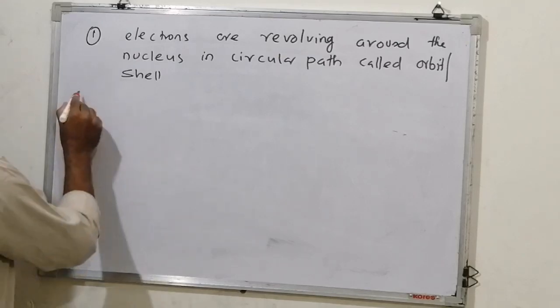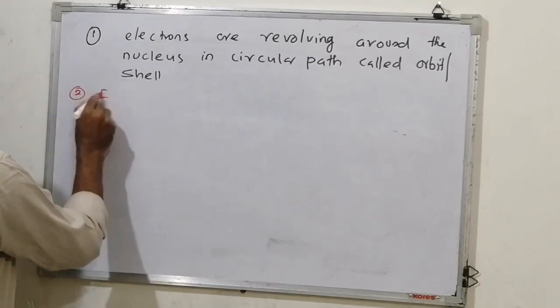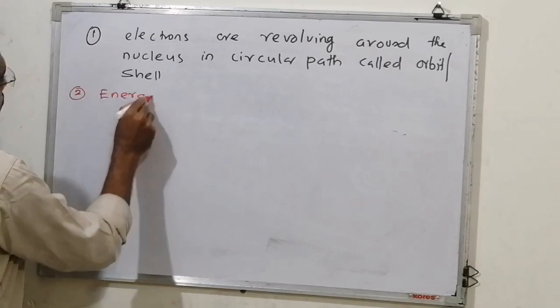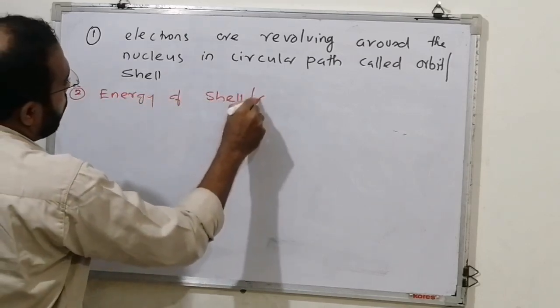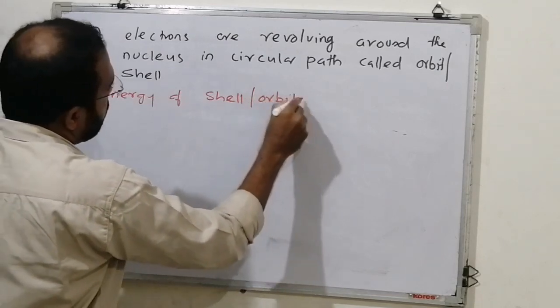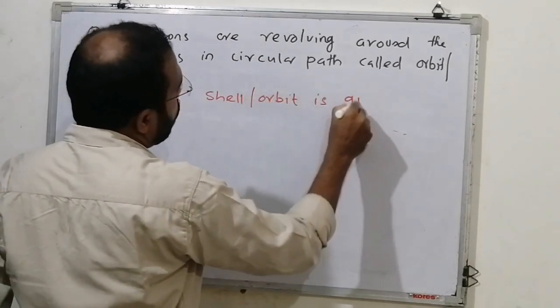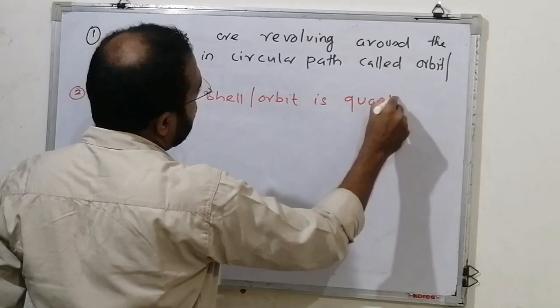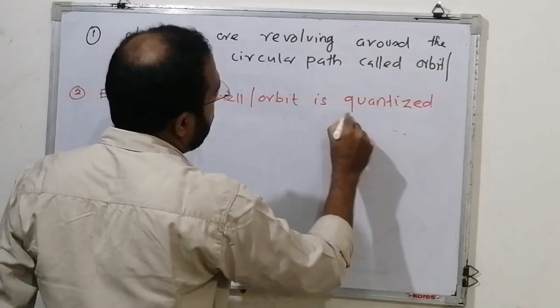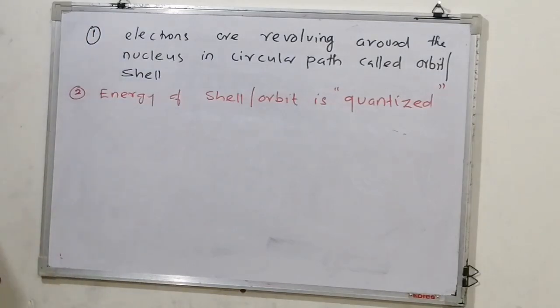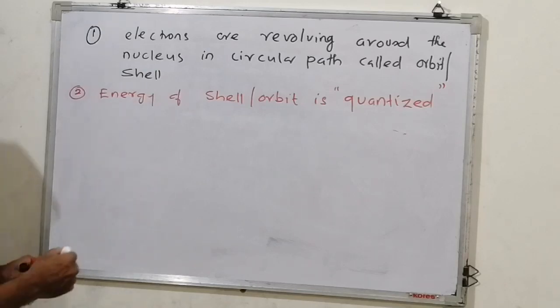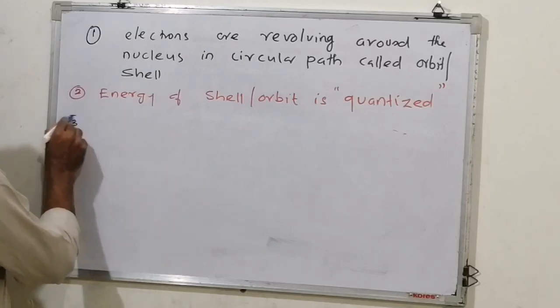The second is the energy of a shell or orbit is quantized. Very important word. This is the word that revolutionized the atomic model. What is the meaning of quantized? That is the third postulate.